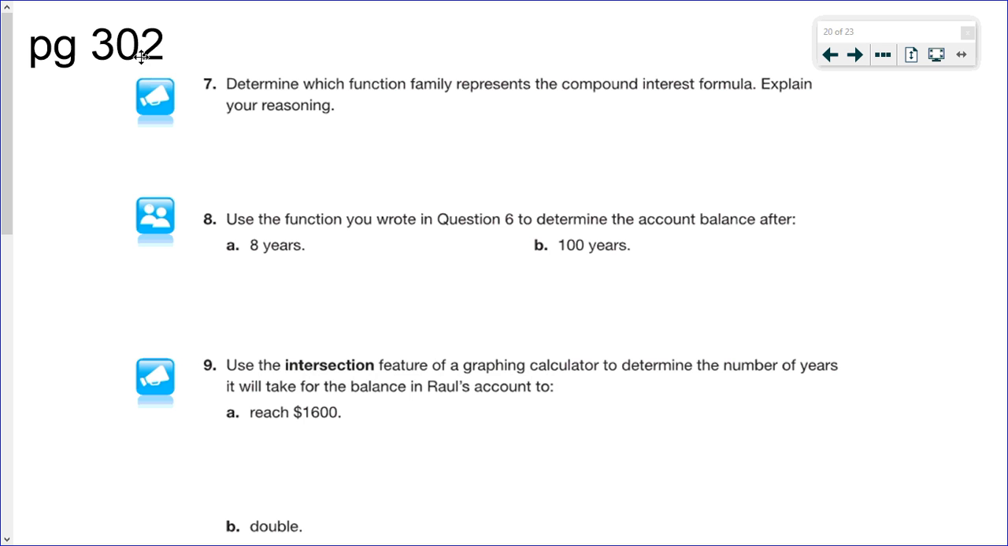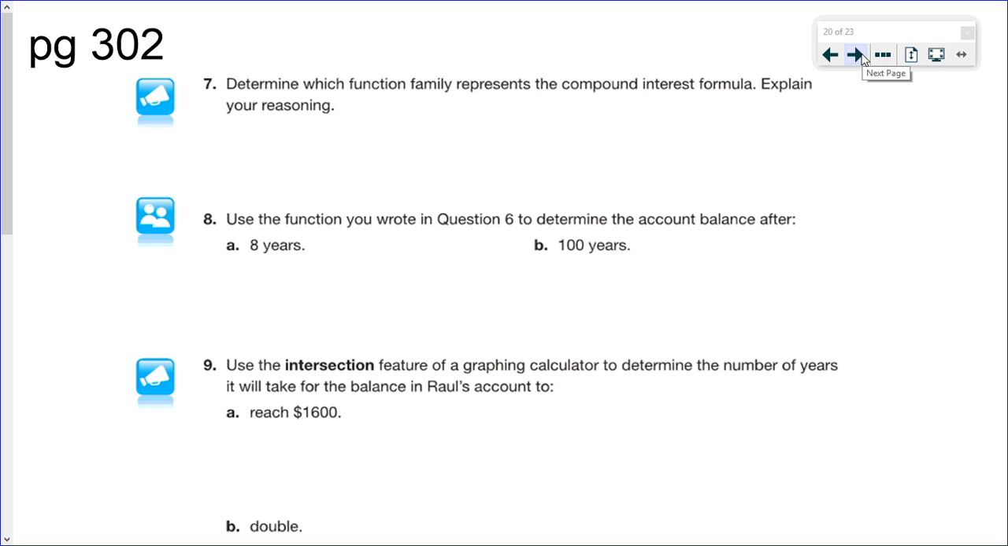All right, so now on page 302, it says determine which function family this represents. Well, we know that's exponential because the t, which is our variable, is an exponent. Number 8 says use the function you wrote in question 6 to determine the account balance after 8 years, and 100 years. This is the same question as problem 1, the same rate and the same principal amount, but this is compound interest instead of simple interest. And we're going to see how much of a difference that makes.